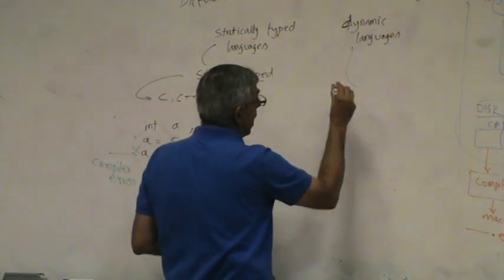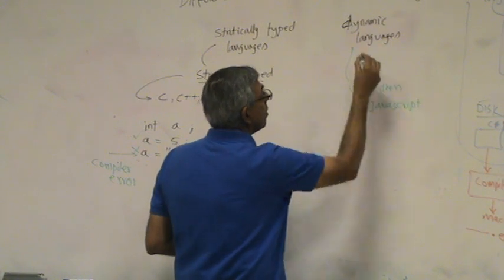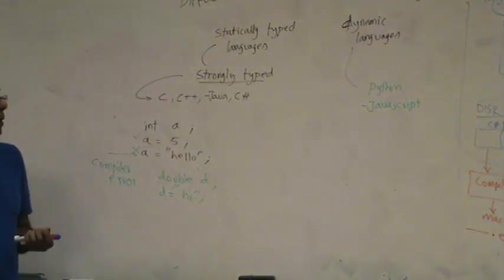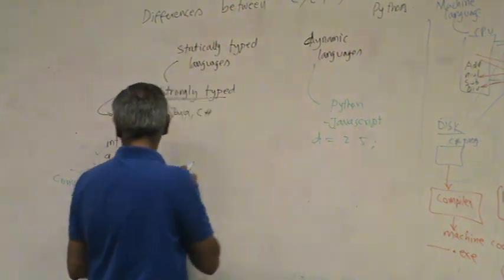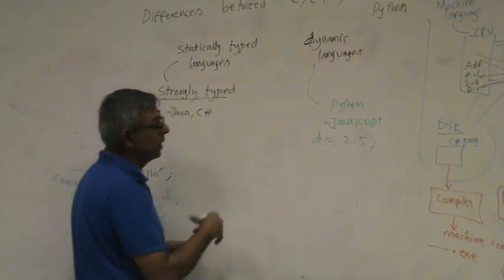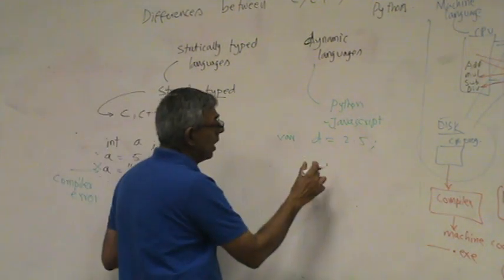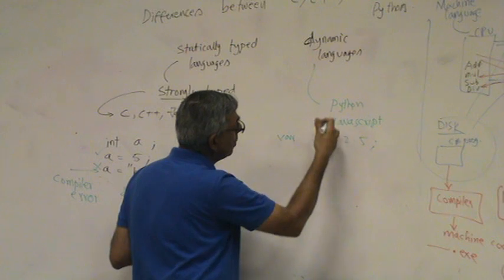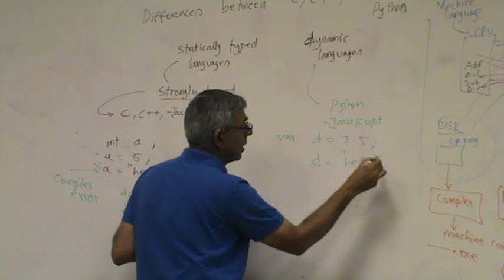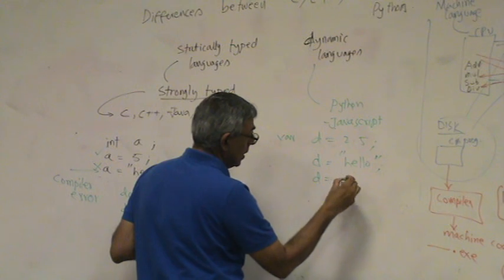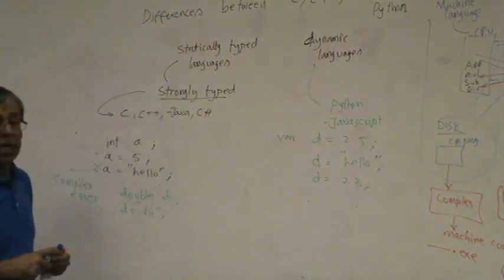On the other hand, Python and JavaScript type of languages are called dynamic languages. You simply declare a variable, and you store anything you feel like. So you can store D equal to 2.5, and there's no such thing as int or double in these languages. For example, in JavaScript, you can declare a variable using var. I forgot what the Python variable declaration was, but both of them are dynamic. You can say D equal to hello, it's perfectly okay. You can say D equal to 223, that's perfectly okay too. All of these are perfectly okay in dynamic languages.